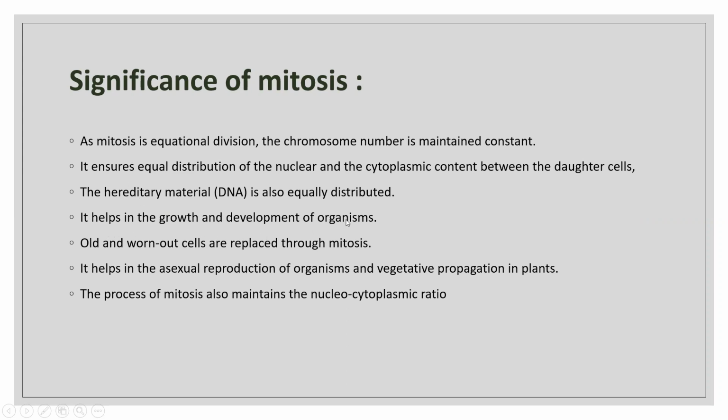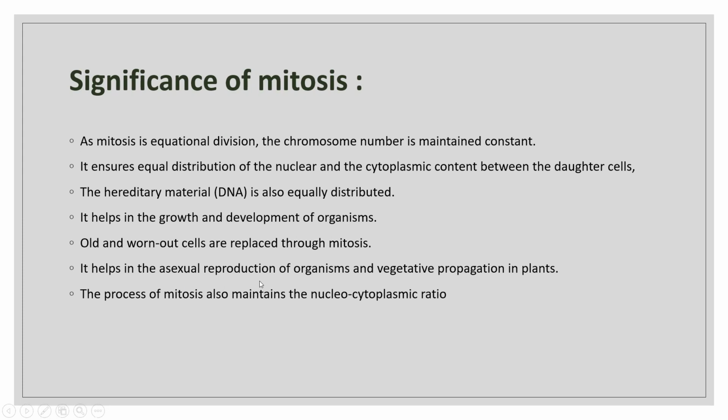Now when the cell divides, from one cell two daughter cells are formed. These two daughter cells will again divide to form more daughter cells. So what happens when these cells divide? They ultimately result in the growth and development of the organism. Also, one of the significances of mitosis is what? Old and worn out cells are replaced through mitosis. All the cells which have become old and which have undergone wear and tear are replaced by mitosis.